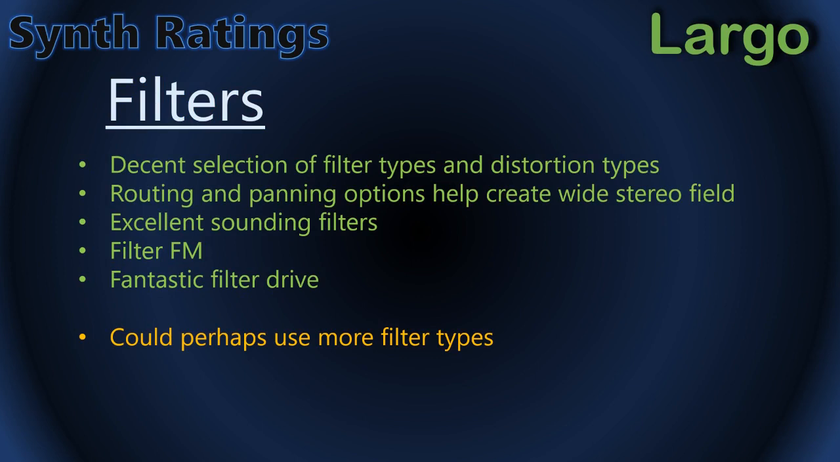So, rating the filter section in Largo, we have a decent selection of filter types and distortion types available to us. We have several routing options, which makes the filter section flexible, and we have the ability to pan filters from side to side, helping create a wide stereo field. The filters sound excellent on this thing, and the filter drive in particular makes the filters really come alive, so you'll be happy with these filters, I'm sure. Filter FM is a nice option to have as well. You can create some wild effects on the filter by modulating its frequency with, for example, an oscillator or something else that has an audio rate.